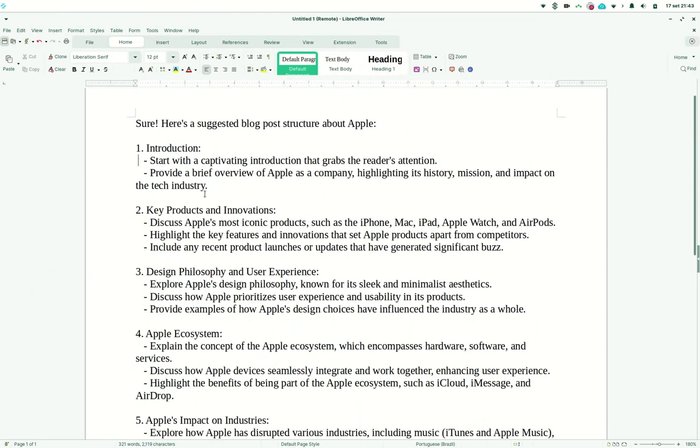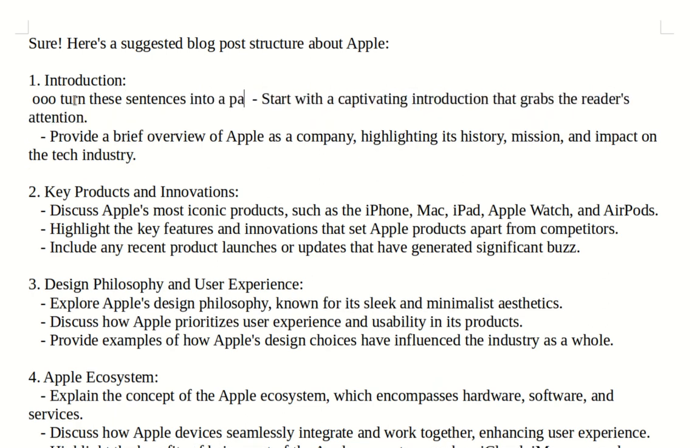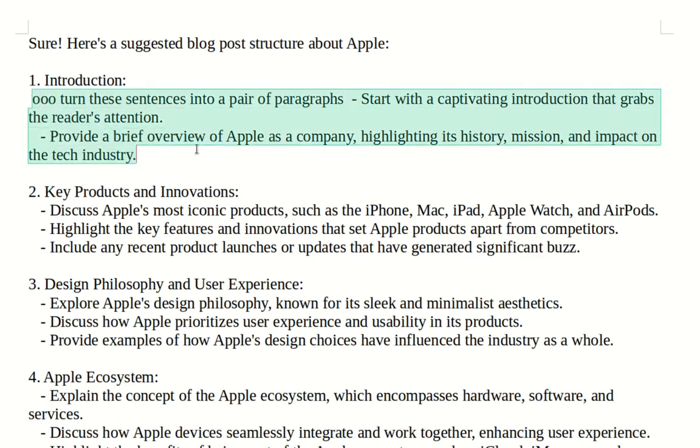You can head here, for example, and say, I want to convert this structure into paragraphs. What I would do, I would add Triplo. This is the trigger. And I would directly prompt AI here. I would say, turn these sentences into a pair of paragraphs. And I would select what I want AI to act on and copy.